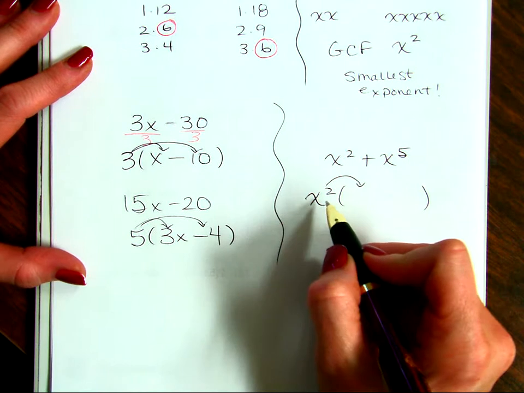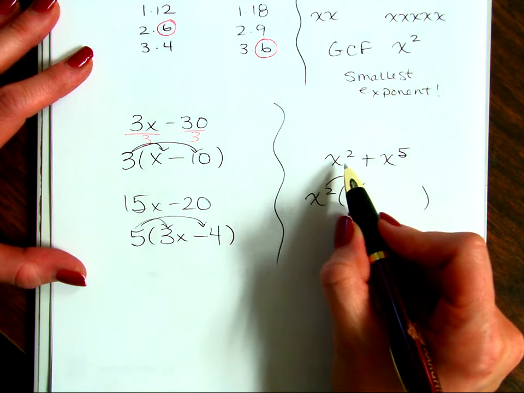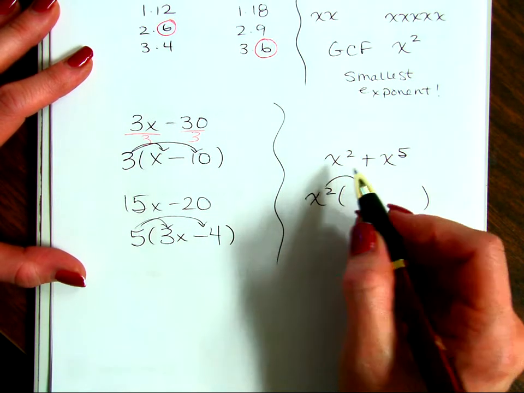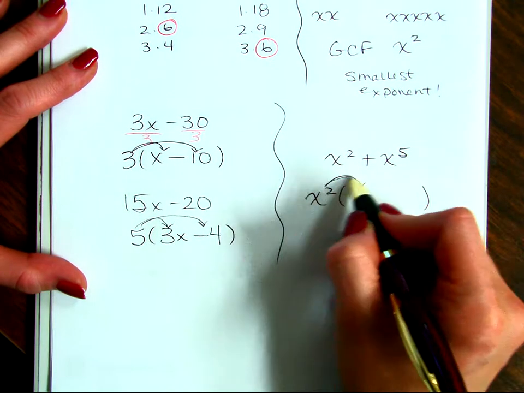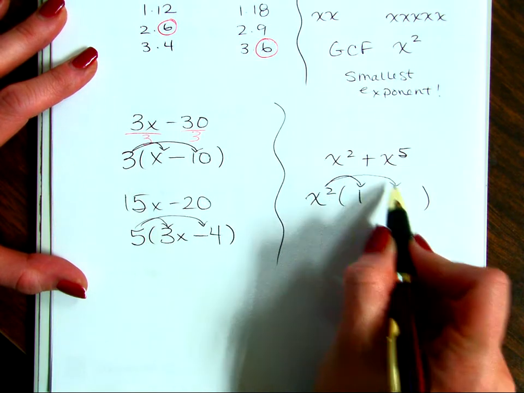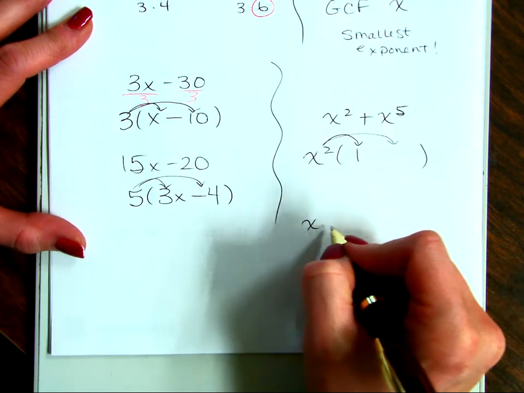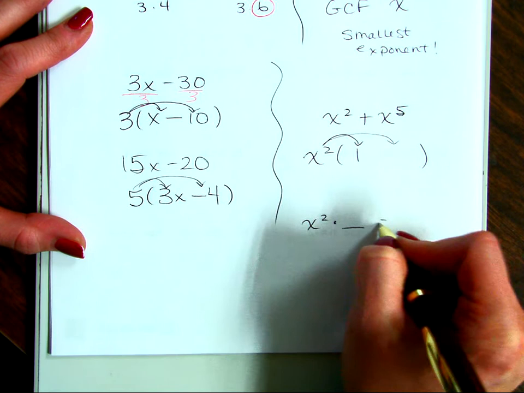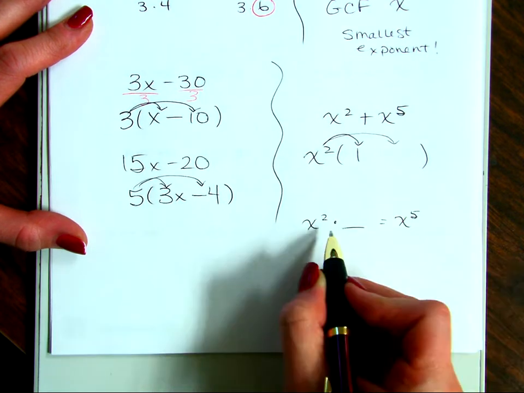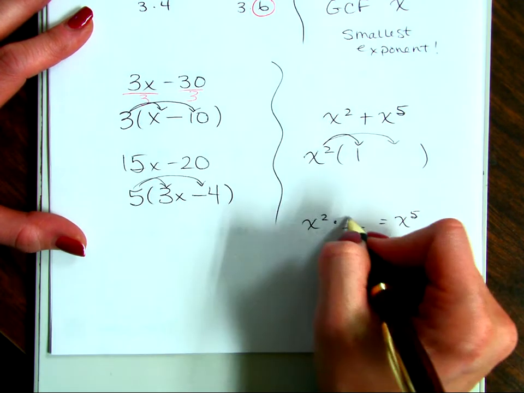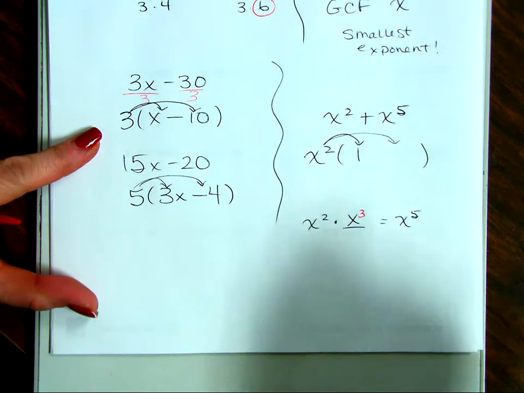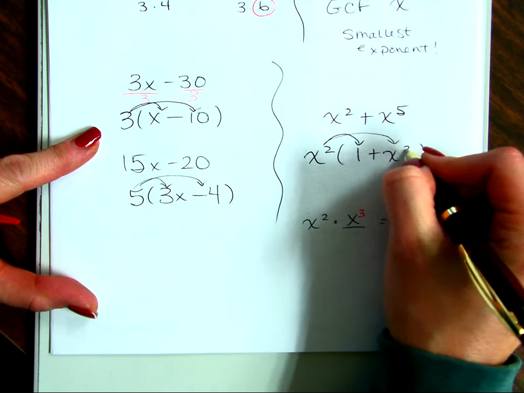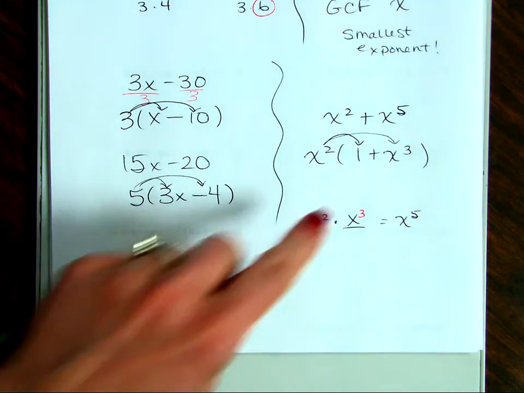So what would I multiply x to the 2nd by to get an x to the 2nd? It's times 1, right? What would I need to multiply an x to the second by to get an x to the fifth? That's the first exponent rule we learned. When you're multiplying, you keep the base and you add the exponents. So what plus 2 gives you 5? Guys, that's all it is. So I factor that out.